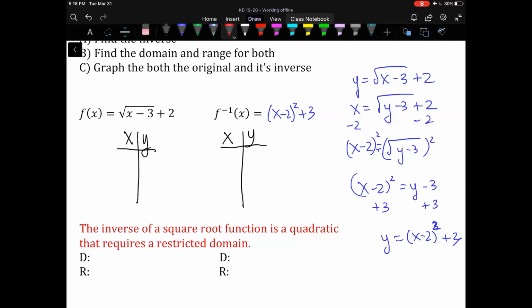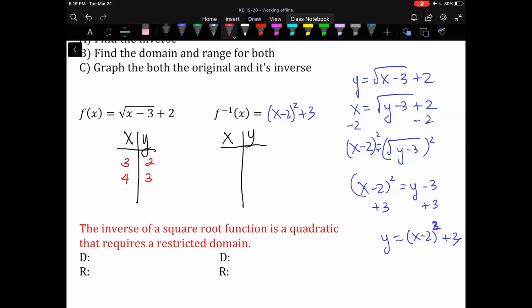You can do this in your calculator by plugging it in Y1 and then hitting second graph to look at a table. I know that we need to start at 3 because 3 minus 3 is 0. And then if you add 2, because the square root of 0 is 0, plus 2 is 2. And then if we put in a 4, 4 minus 3 is 1, square root of 1 is 1, plus 2 is 3.